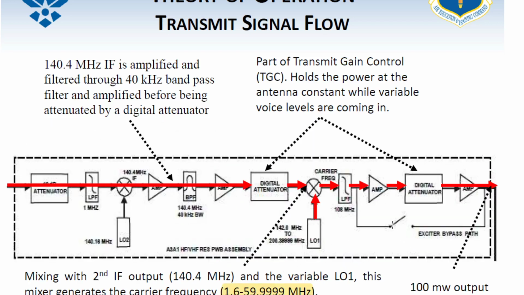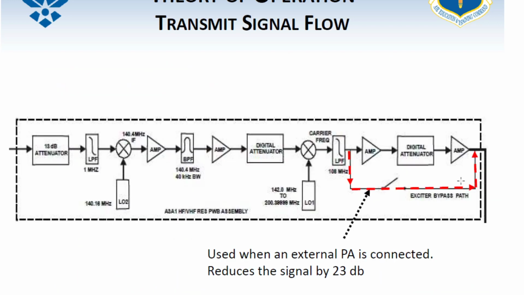Perfect. From there, if everything was normal and we weren't hooked up to an external power amplifier, we would just come out through the top part here. However, if we were hooked up to an external power amplifier, we would have to reduce that signal level again by another 23 dB in addition to this 13 dB we already reduced it by, because you're pushing so much power, like I told you guys, through the radio. And also it's going to bypass all of this stuff here.